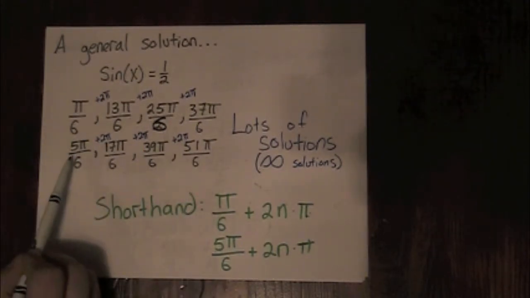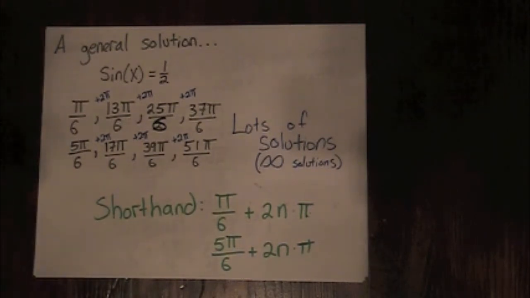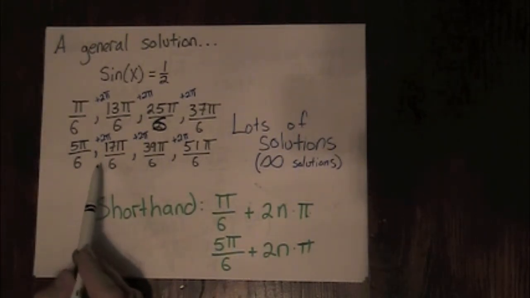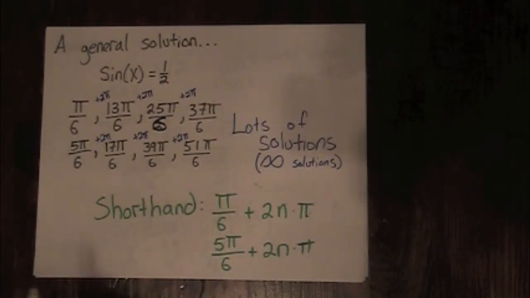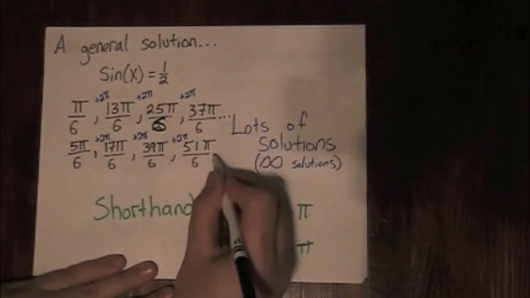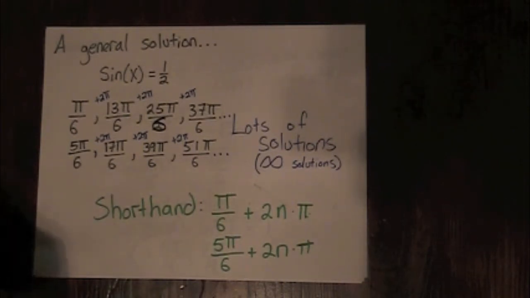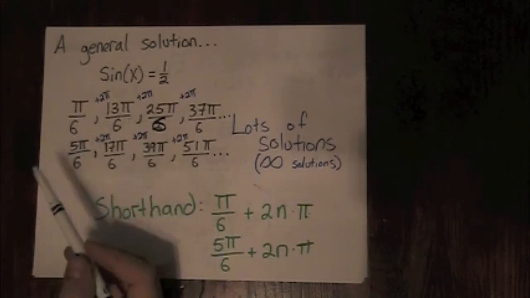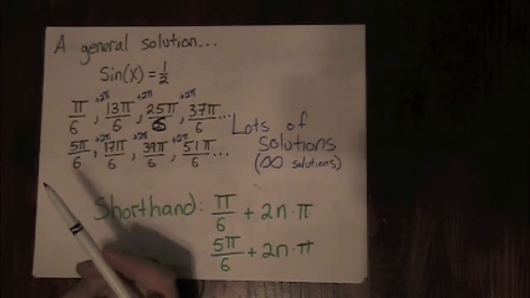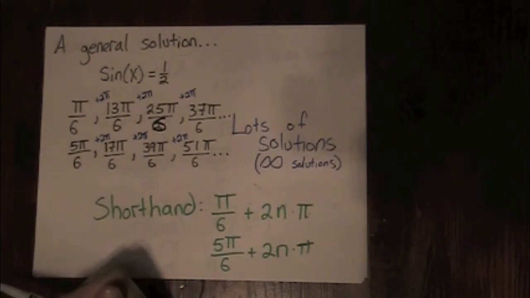The same is true for our 5 pi over 6. Not only is 5 pi over 6 a solution, but also 17 pi over 6, 39 pi over 6, 51 pi over 6, and so forth. The problem is that we have lots of solutions. In fact, we have an infinite number of solutions to any trigonometric function that doesn't give us an interval to look inside. We have a shorthand to help us simplify these matters instead of having to write an infinite number of solutions, which would keep you busy until, well, longer than any of us will be alive.